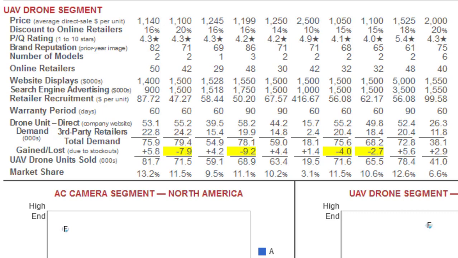All right. Now they might say there's a little bit of difference, look at number of models. I don't think that's going to justify a price of $2,000 though. They only have a 6.6 market share, but Team A, who has the same PQ rating, has a 13.2 market share, which is the highest market share for the drones. So that's what Team J really needs to start digging in.